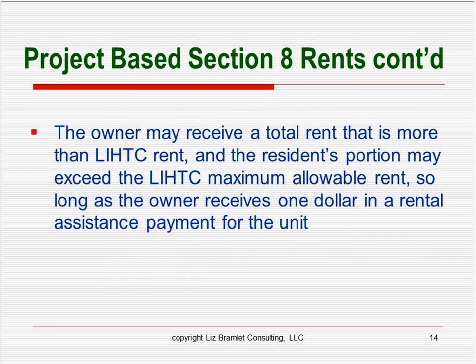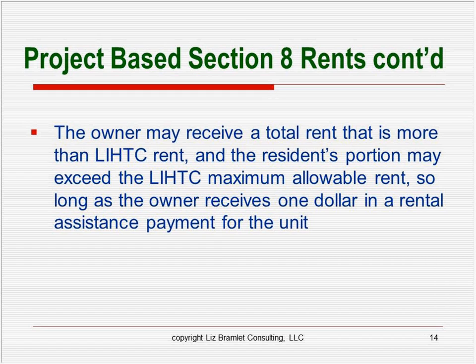The owner may receive, and this is important, a total rent that is more than the tax credit rent. So sometimes you'll hear this referred to as the Section 8 overhang. When you have a tax credit project that has a project-based Section 8 contract and those Section 8 rents are higher than tax credit rents, you can get those higher Section 8 rents, and the difference between Section 8 rents and the tax credit rents is referred to as the Section 8 overhang, and that can often be a big deal in you being able to make your projects work.